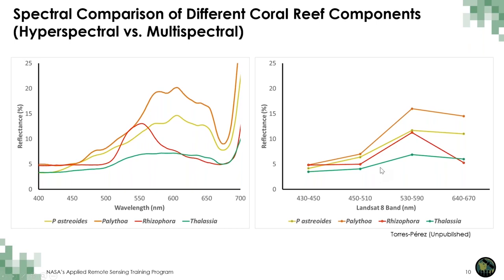So obviously, this is just for illustrative purposes, but at least you can see here how different the data might look between hyperspectral on the left-hand side and multispectral on the right-hand side from exactly the same targets.